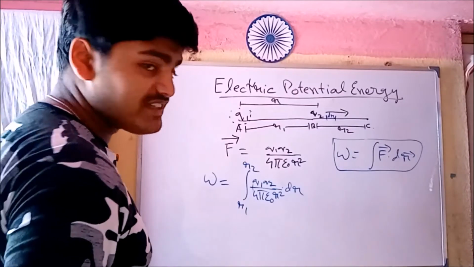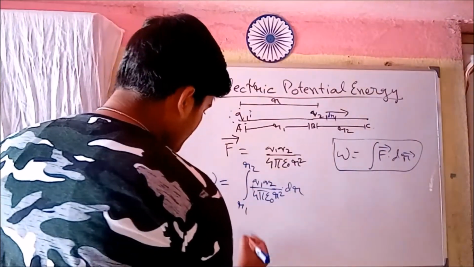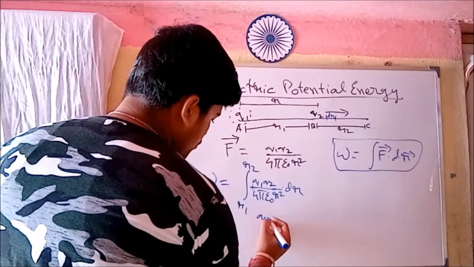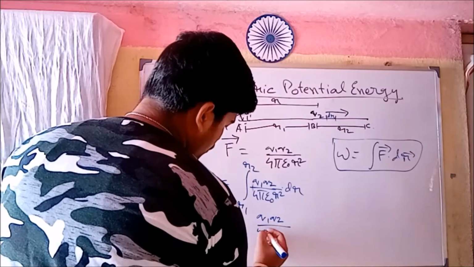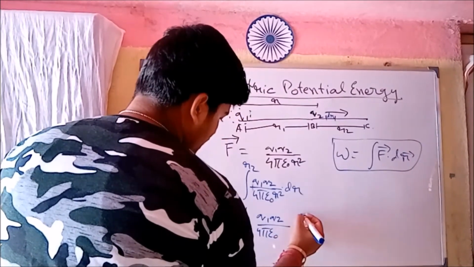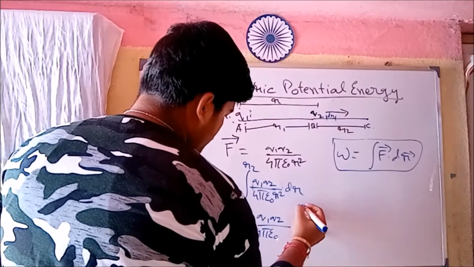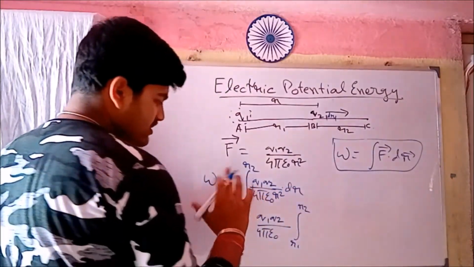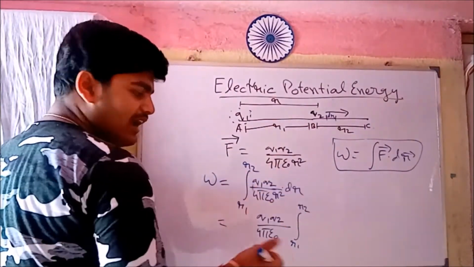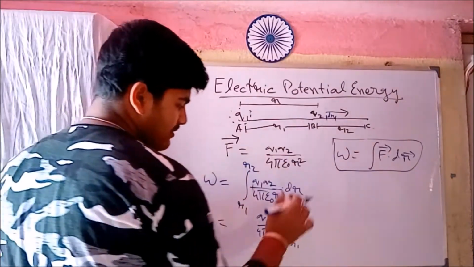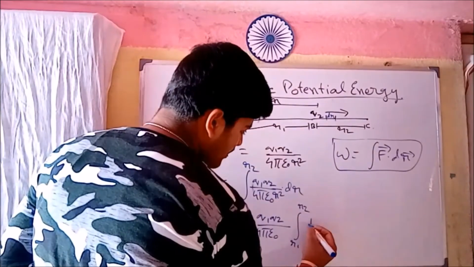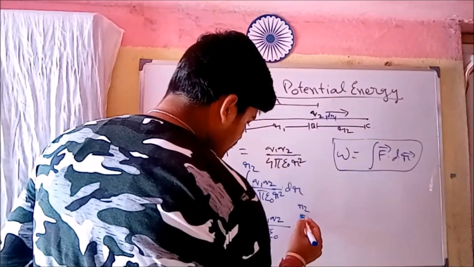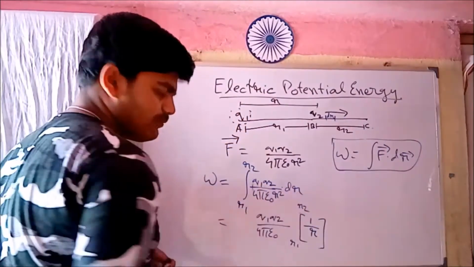Now if we solve this, what will we get? Q1 Q2 by 4 pi epsilon naught is a constant and comes out of the integration, with the integral from R1 to R2 of dr by r square remaining. The integration of dr by r square gives minus 1 by r, and if we remove the integration sign we get the bracket value from R1 to R2.